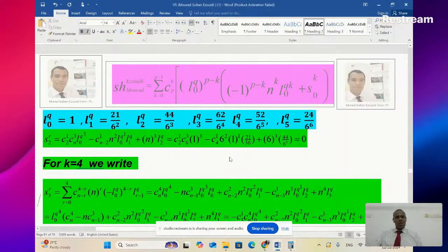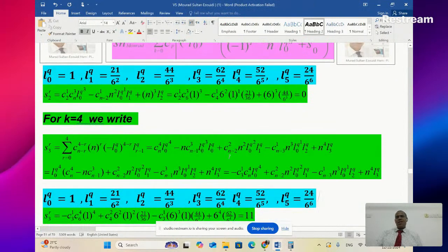Therefore, S2 equals 0. Now I'm going to find the fourth coefficient. You should substitute k equal 4 in the discrete formula of Mignotte, and then expand this and try to simplify and write it in its lowest form, its simplest form.